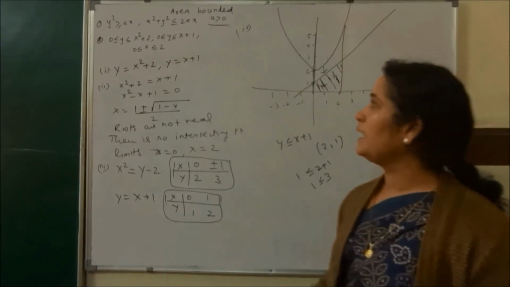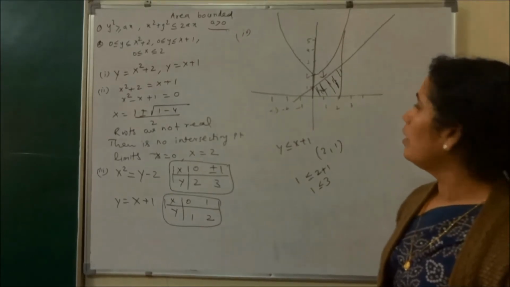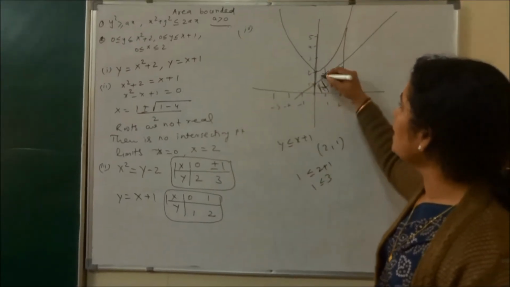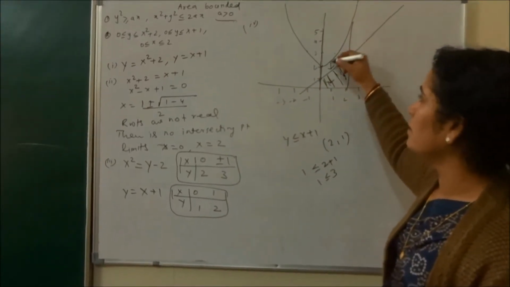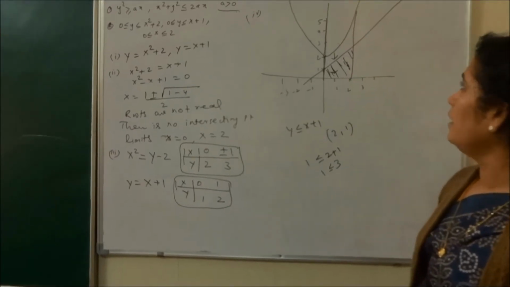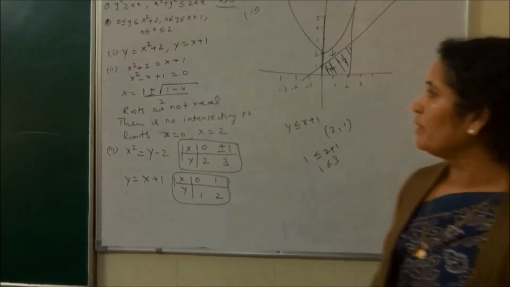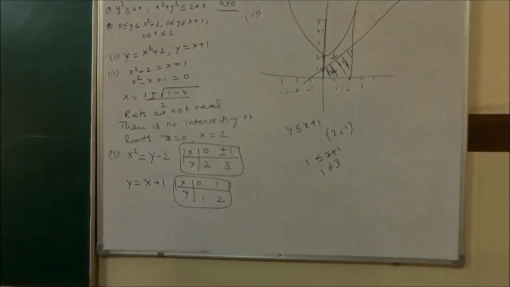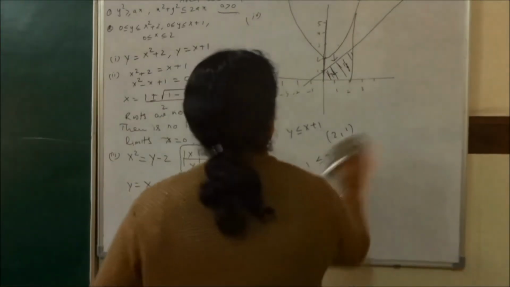Suppose the line is greater than or equal to, then we will get the area in between. Okay, fine. Now anyhow, now the required area.